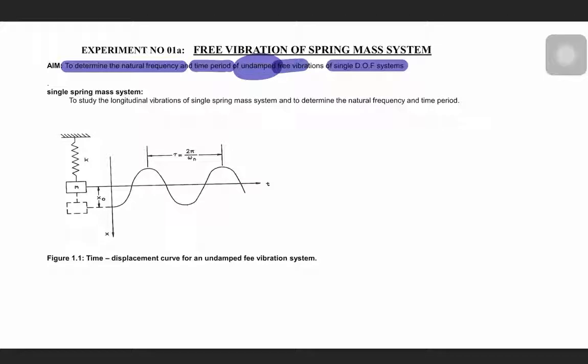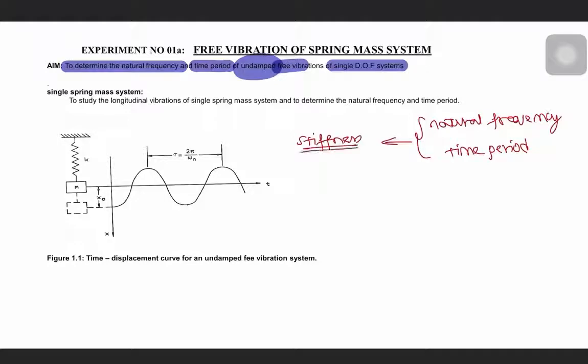So you have to determine what and all. First thing, you have to determine the natural frequency. Then you have to determine the time period. In order to do so, we require the stiffness of a spring. In this experiment, you will just have a spring and a mass system. There will be a spring like this and a mass. Based on this, we have to calculate the stiffness, the natural frequency, and the time period of the given system.